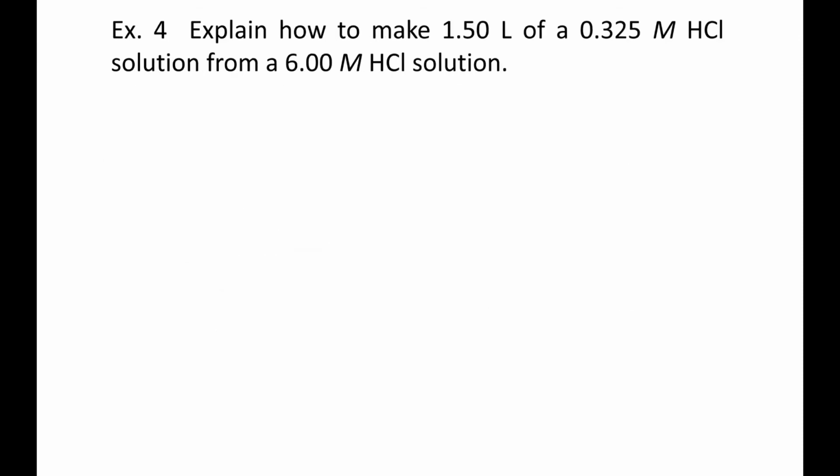Okay, explain how to make 1.5 liters of a 0.325 molar HCl solution from a 6.0 molar HCl solution. Well, the first thing we're going to do is calculate how much of this 6 molar solution that we need. And then we can describe how to make it.